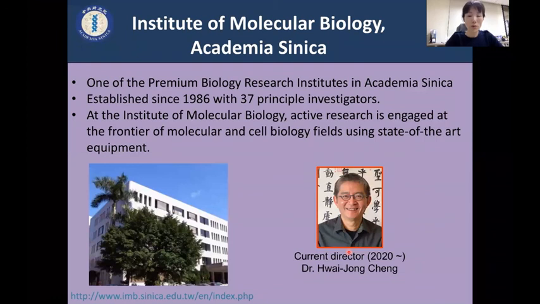And now I want to switch gears to introduce our Institute of Molecular Biology. We are one of the best research institutes in Taiwan, and we now have 37 labs. Our director, Chen Huairong, just joined us this year from UC Davis. And we really have state-of-the-art core facilities, which is very important. No matter what you want to do, FACS, imaging, genomics, you can always find people to help you. And I think that's very important.